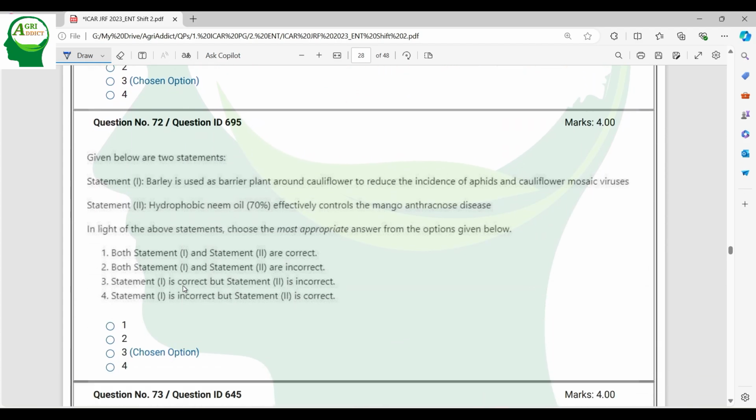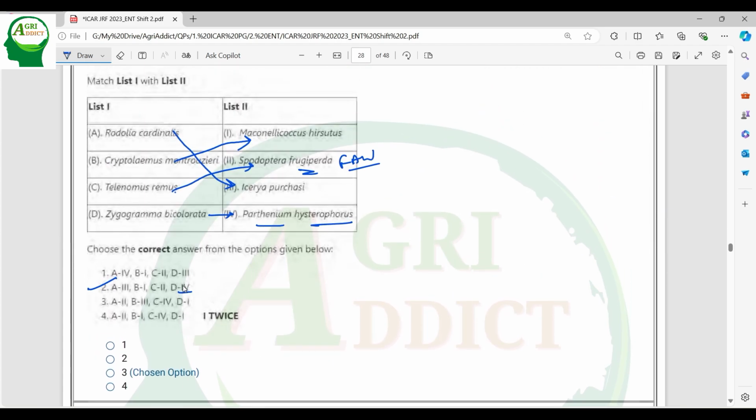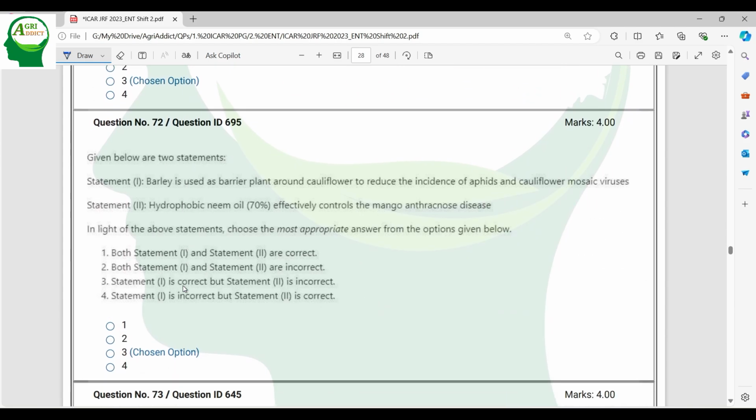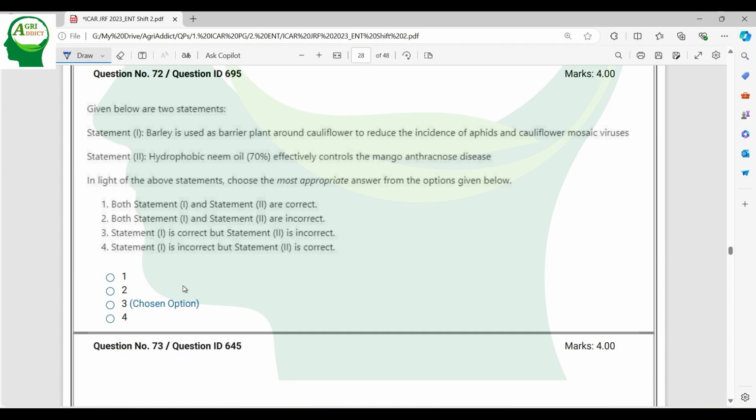A question from biological control, and all the scientific names given here are very important. So the next question is a statement type question. First statement: barley is used as a barrier plant around cauliflower to reduce the incidence of aphid and cauliflower mosaic virus. Yes, it is very important. Barley is used for reducing the incidence of cauliflower mosaic virus and aphid. Then statement two: hydrophobic neem oil, 70%, effectively controls mango anthracnose disease. No, this is not used for fungal disease control like mango anthracnose. So statement 1 is correct, but statement 2 is incorrect.